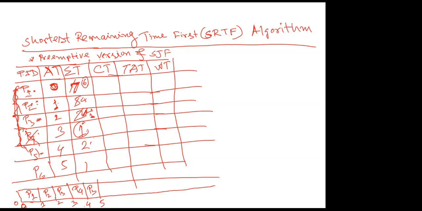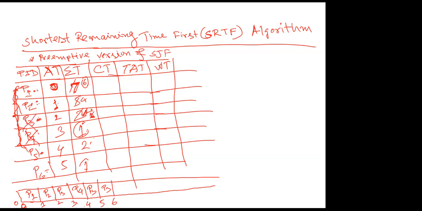After 5, how many processes are inside the RAM? Now we have P1, P2, P3, P5, and P6, all inside the RAM. Here P3 needs 1 and P6 also needs 1 time unit. But P3 came first inside the RAM, so your OS will give the priority to P3. P3 will execute first, and now 6. P3 completes its execution.